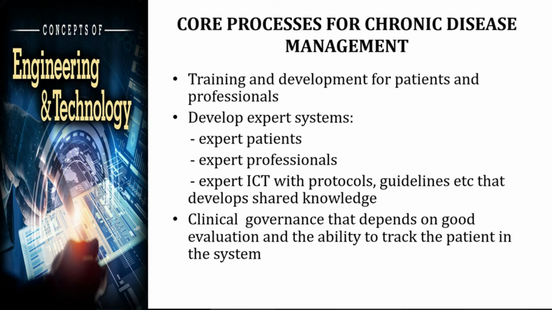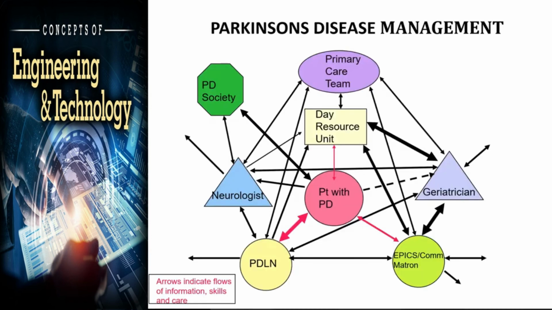Like that, we need to have clinical governance. That depends on the product, how good the evaluations are, and how it can be used to track the patients. So efficiency has to be there. Clinical governance, everything comes into that. This is very, very important for any disease. The example given here is Parkinson's disease management.